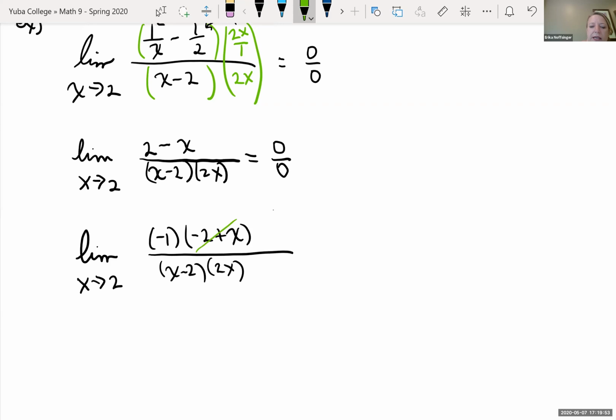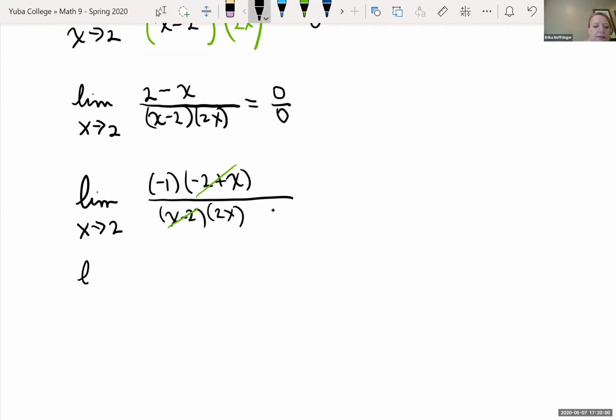So these two cancel. And now we're looking at the limit of -1 over 2x. So limit as x approaches 2 of -1 divided by 2x. So now when we go back in and we replace wherever we see an x with our 2, we get -1 all over 2 times 2, which is -1/4.